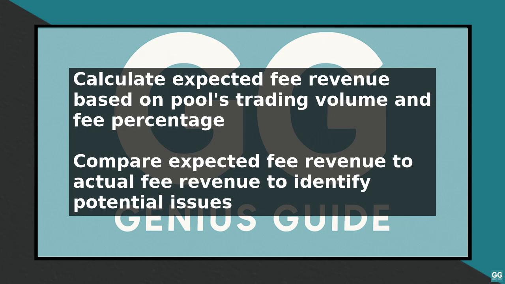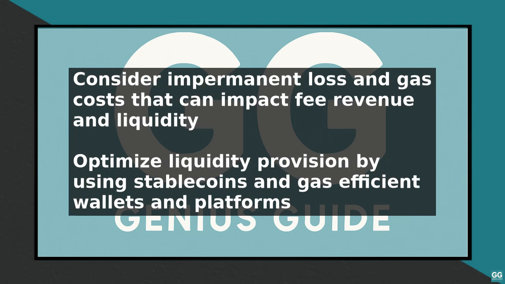Another common issue is impermanent loss, which can affect the value of your liquidity provision and subsequently impact your fee revenue. Impermanent loss occurs when the value of the assets in the pool changes, causing a loss in value for the liquidity provider. To mitigate impermanent loss, consider using a stablecoin or a highly liquid asset as one of the pool's assets.